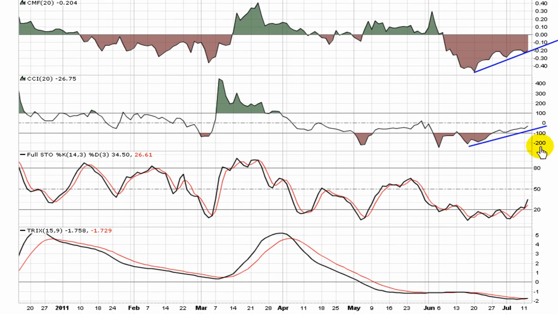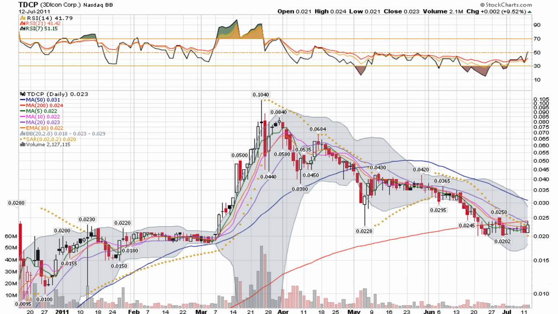Commodity channel is also trending upward, a nice look to it. Full stochastics finally coming out of oversold territory, a little bit of momentum starting to gather behind this stock. And the TRIX looks like it might be demonstrating a bullish cross. Now again, still in a downtrend, still making a lower low. It's not the strongest signal in the world, but seeing that cross is a good thing.